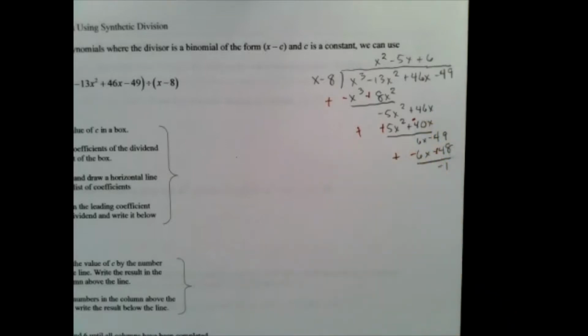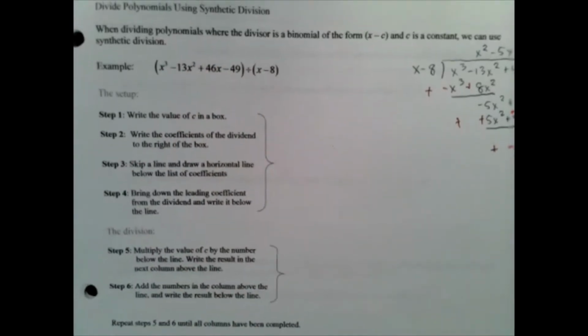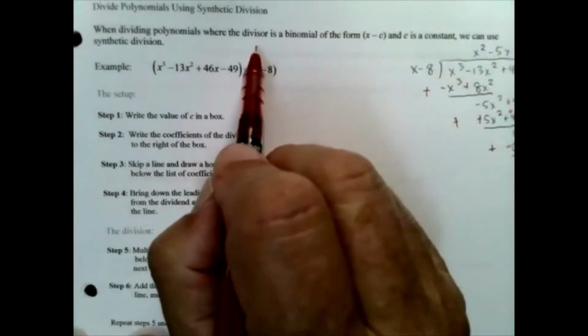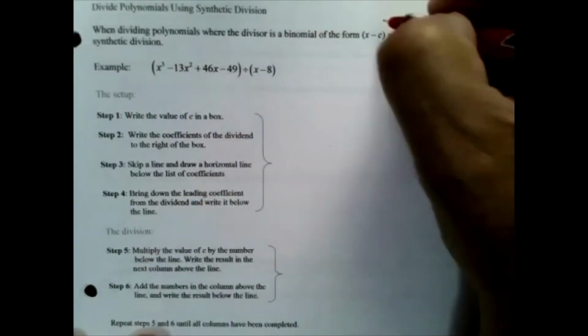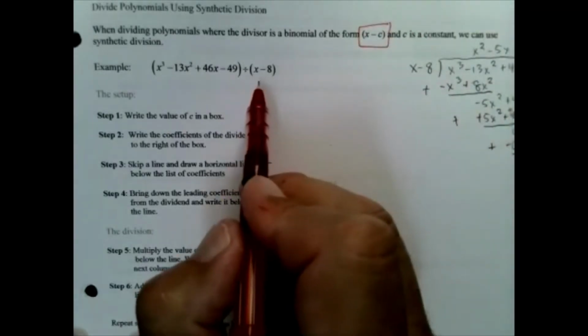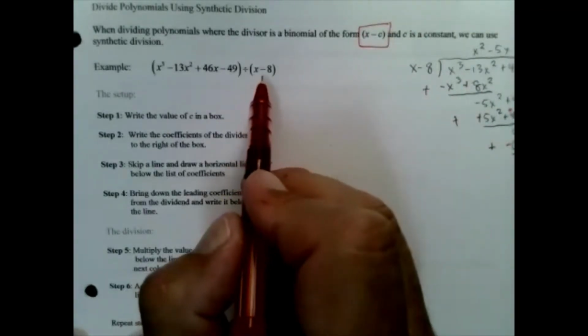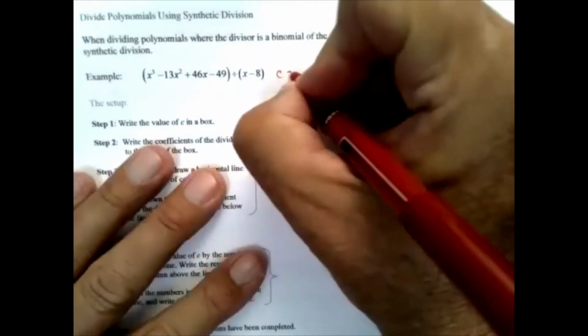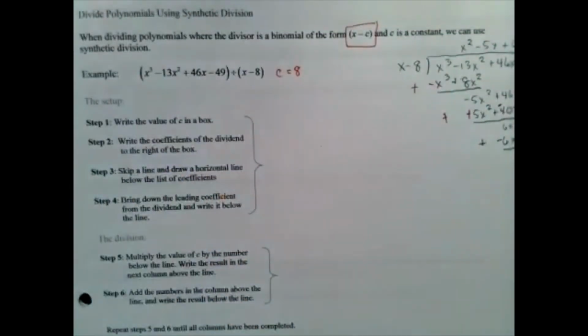Okay. All right. So now, there's something called synthetic division. And synthetic division is really nice because it can be really fast. Synthetic division works when my divisor is a binomial like this, x minus c. And in this case, I have x minus c. What is c in this case? C is going to equal 8.